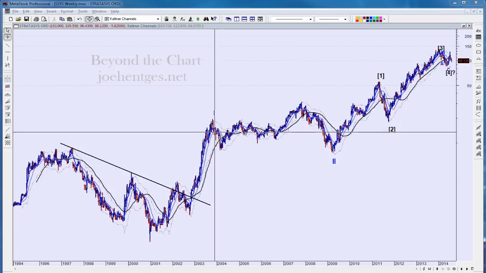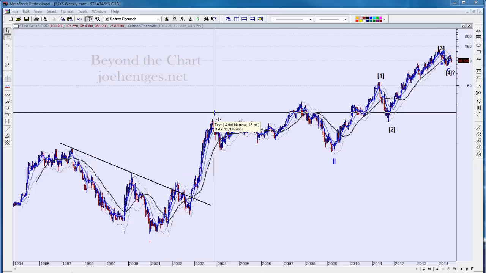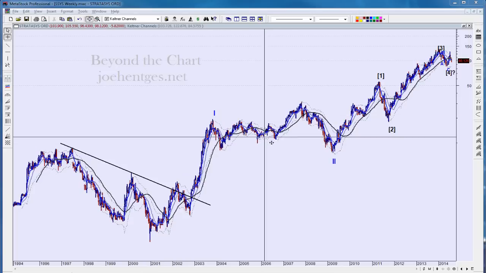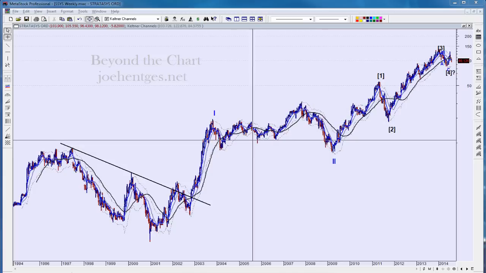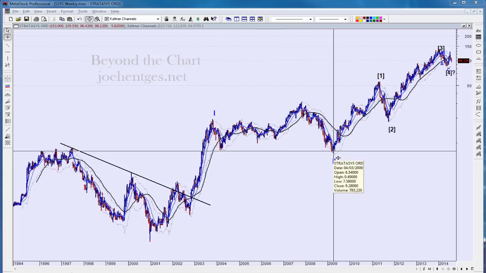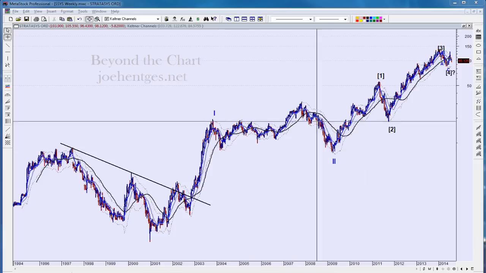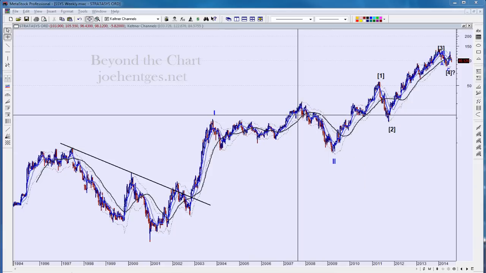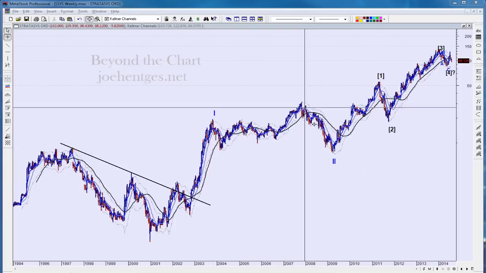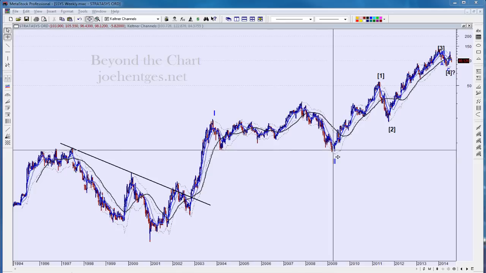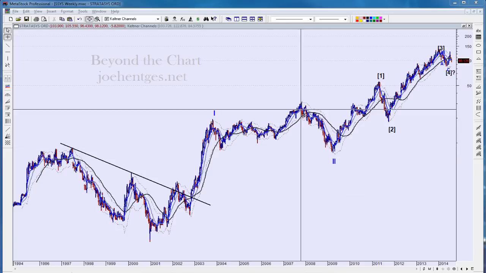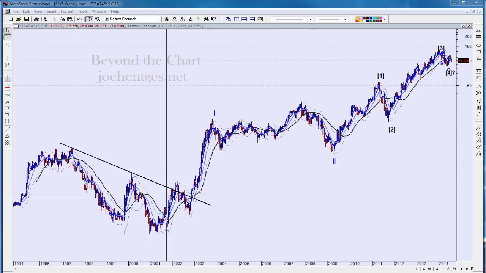So I think we've got an impulse wave 1 up here into 2003, then a corrective expanded flat that lasted for several years and bottomed in April 2009. You can see the sell-off that happened with the whole financial crisis was bad. It took the price from $27, $30 down, so it cut it by two thirds. That's pretty substantial.